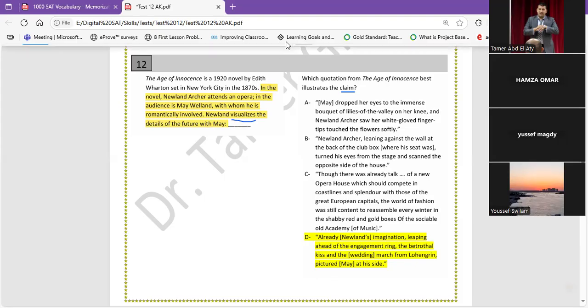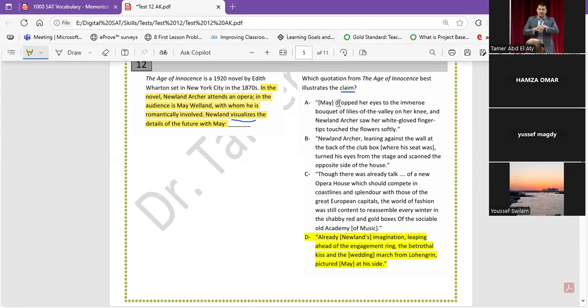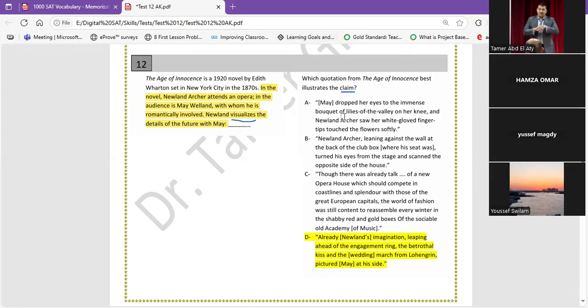He said May dropped her eyes to the immense bouquet of lilies of the valley on her knee, and Newland Archer saw her white gloved fingertips touch the flowers softly. No, he talks about visualizing what will happen in the future. This is talking about something that happened between them right now.